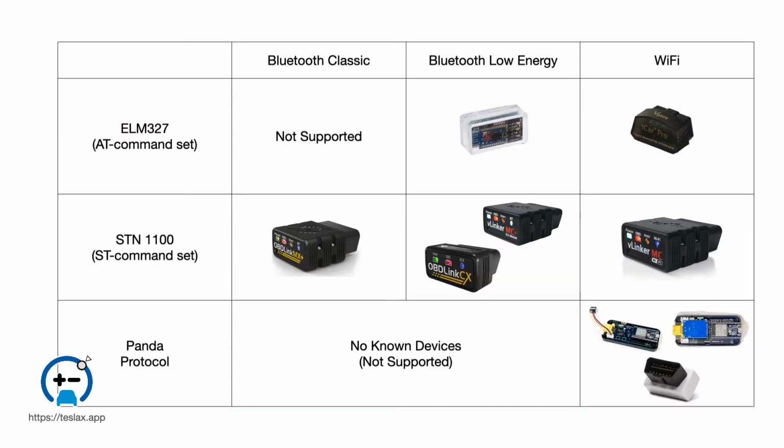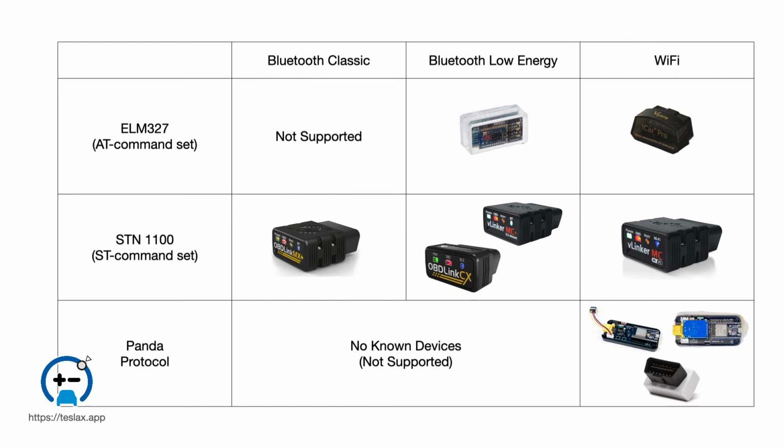Teslax supports 3 types of accessories: Bluetooth Classic, Bluetooth Low Energy, and Wi-Fi. These accessories use one of 3 protocols to communicate. Since iOS requires MFi certification for Bluetooth Classic accessories, the only Bluetooth Classic accessory that is supported is the OBDLink MX Plus. Devices like the V-Linker MC Plus do support Bluetooth Classic and BLE, but since they are not certified, only the BLE is supported by Teslax.